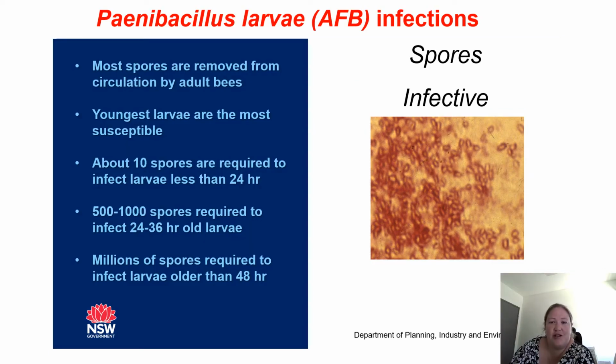AFB infection is caused by the spores of the bacteria, and most of those spores are removed from the hive by adult bees. It is, however, the youngest of the larvae that are most susceptible to infection by the spores, and it only takes about 10 spores to infect a larva that's less than 24 hours old.